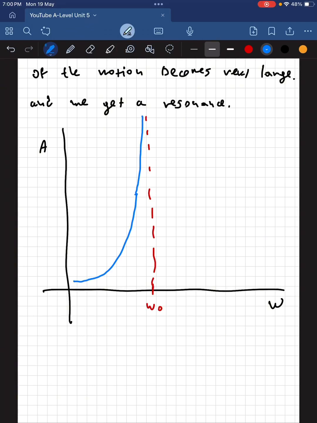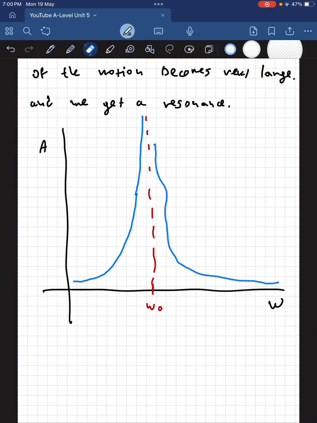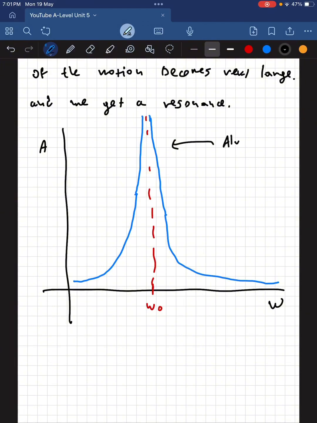It doesn't in practical applications, but theoretically it can get infinite. And the same goes on the other side. If the angular frequency of the driving force is very different from the natural frequency, then the amplitude is small, but it increases as we approach. Sorry about this bump, it shouldn't be there. It increases, and at omega naught it becomes kind of infinite. Okay, so I'm gonna write it here, almost infinite.